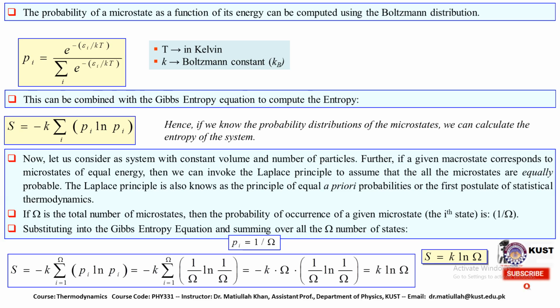We have the general equation from thermodynamics regarding the entropy of a system, that is S = k ln σ. So from that we can get the entropy of any particular system.